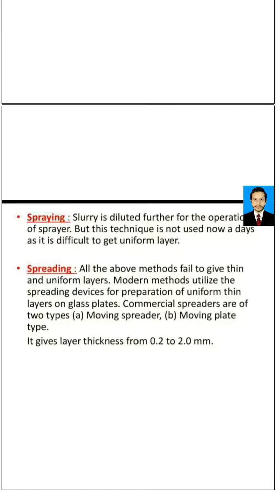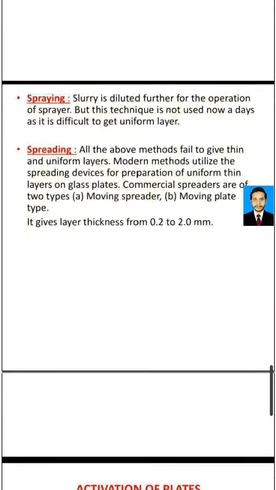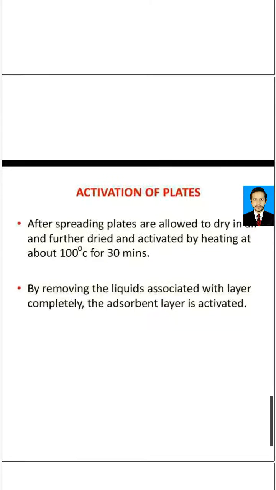Therefore, we use modern methods, moving spreader and moving plate. It gives a layer thickness from 0.2 to 2.0 millimeter. After spreading, plates are allowed to dry in air and further dried and activated by heating at about 100 degrees for 30 minutes. By removing the liquid associated with the layer completely, the adsorbent layer is activated.